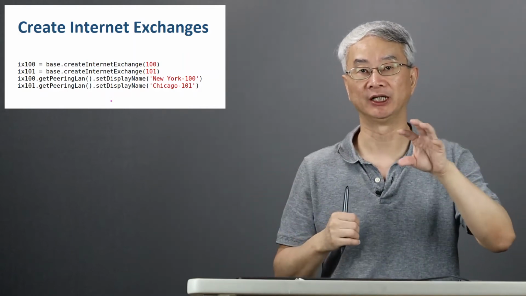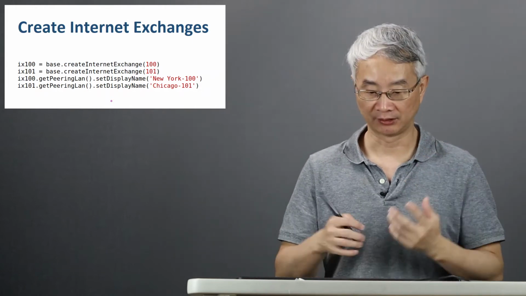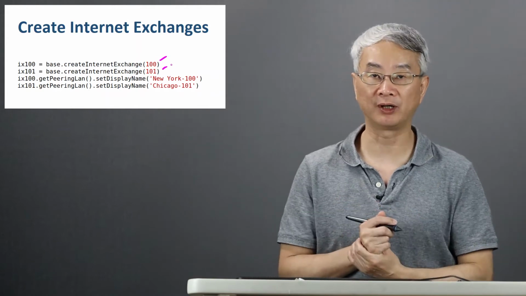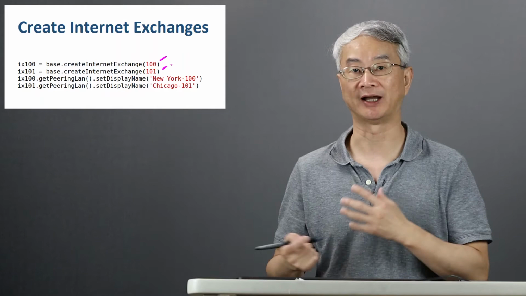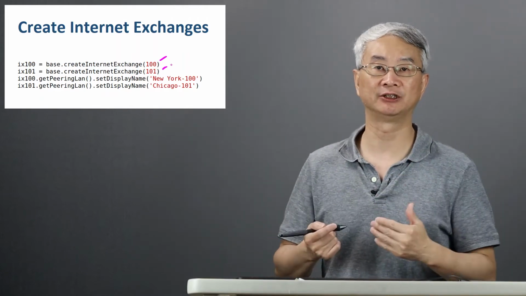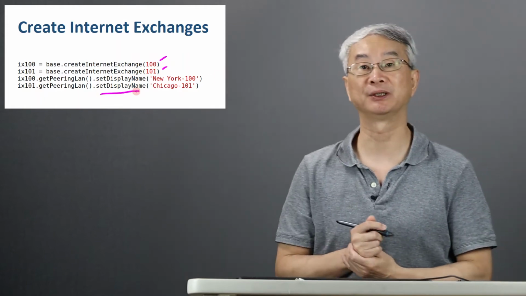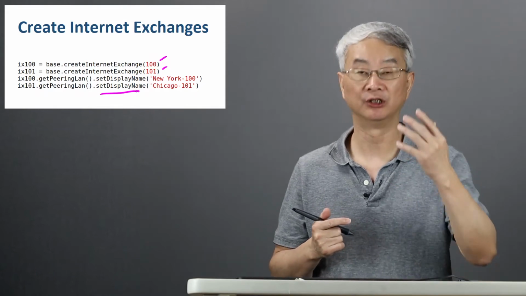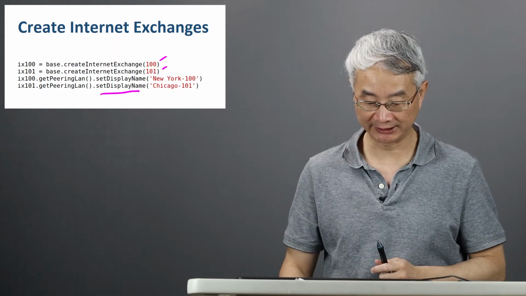We're going to create two internet exchanges. One is called 100, the other one is called 101. Those are the internal names, the internal identifiers. For visualization, you can customize. For example, I'm using set display name to customize the names to New York and Chicago.